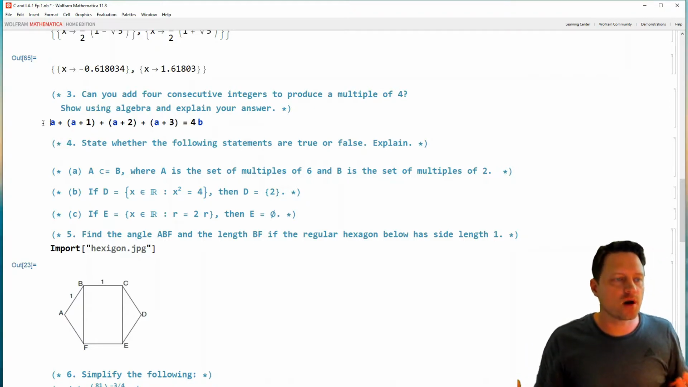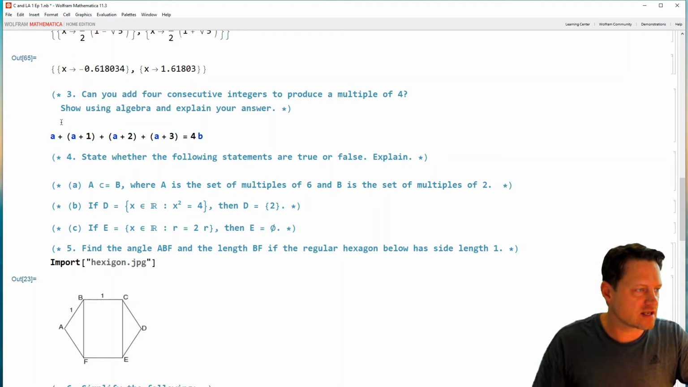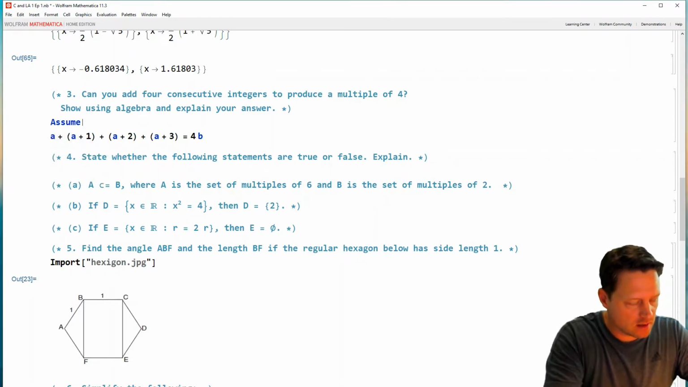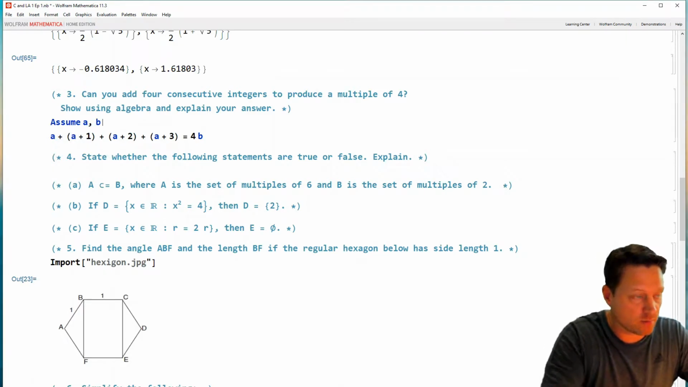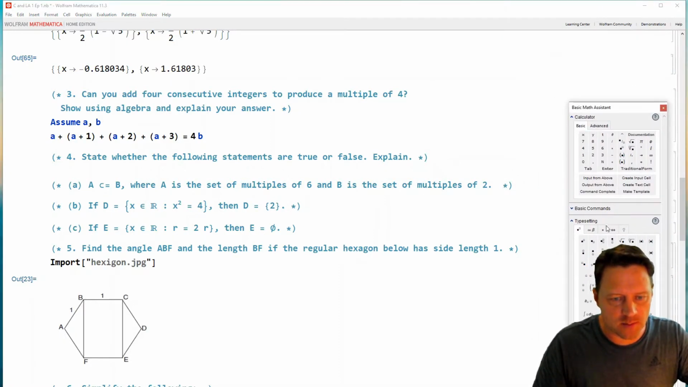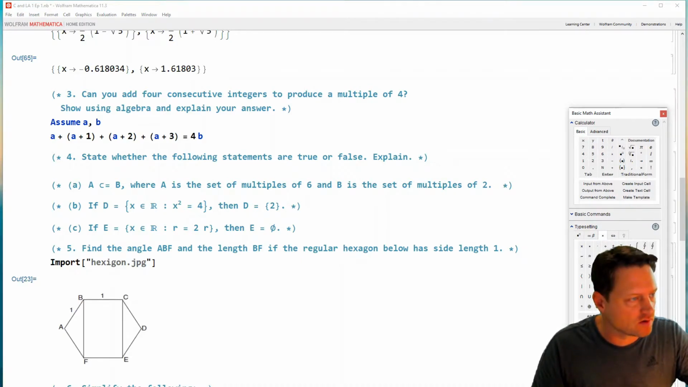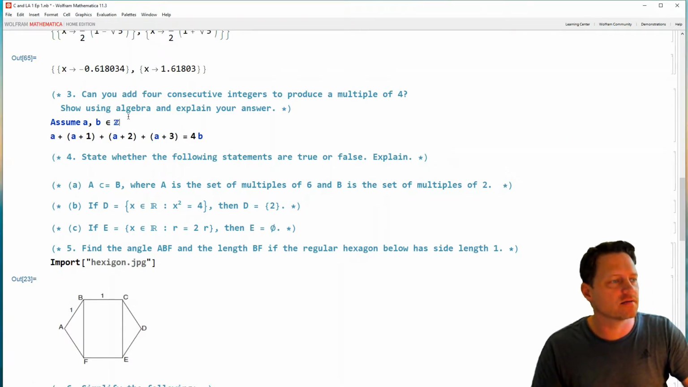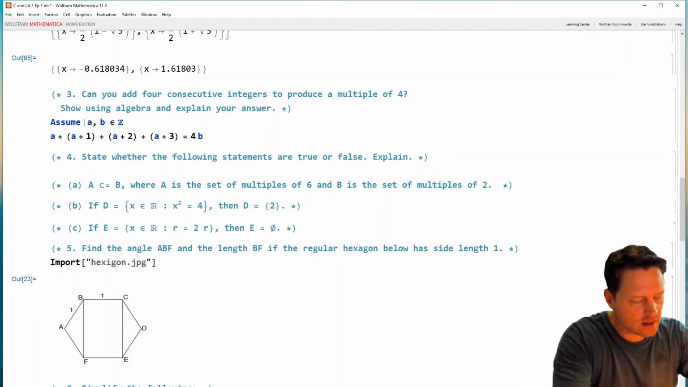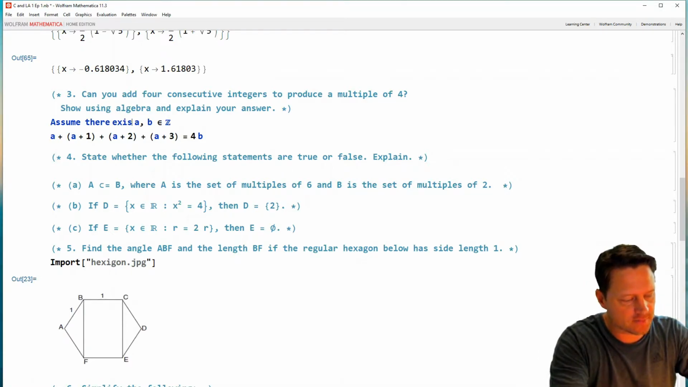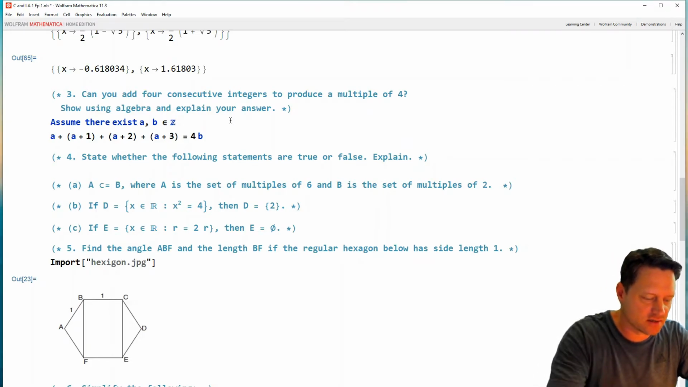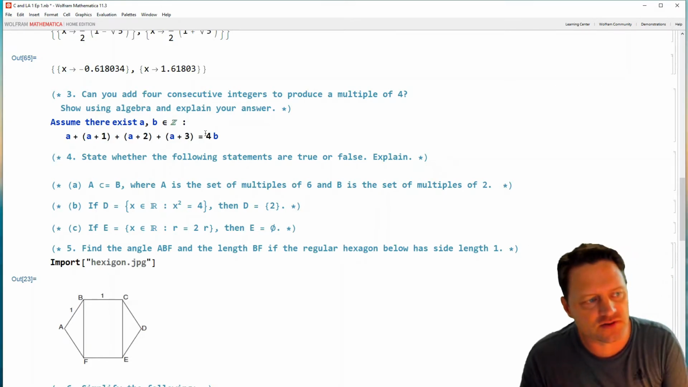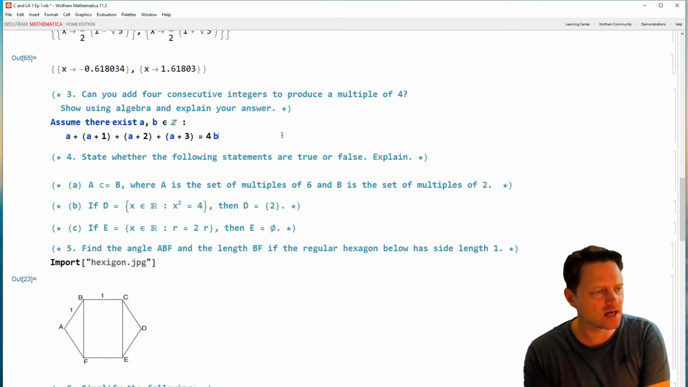Now to set this out properly, let's say something like assume a and b belonging to, so I'll pull up a palette now. I'll just use the appropriate mathematical symbols. So I want this symbol for belongs to, and then I want the double struck Z to represent the set of integers here. So assume there exist a and b belonging to the set of integers such that, and I like to use a colon for such that when I type this out.